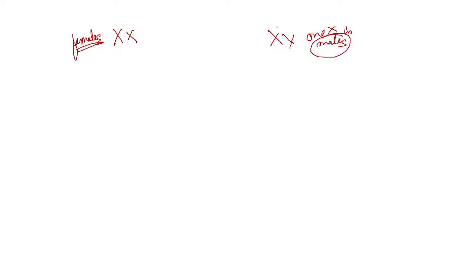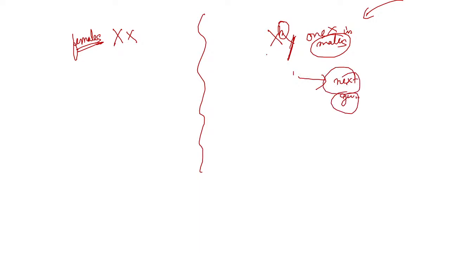Now when a male has one X, then if any gene, suppose of hemophilia, is dominant in the male, then it will be expressed in the next generation. It will be expressed in the next generation. But if it is recessive, then this will be a carrier, and we will get the carrier female.